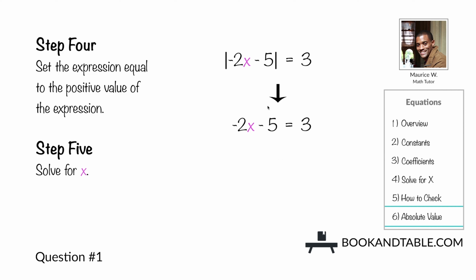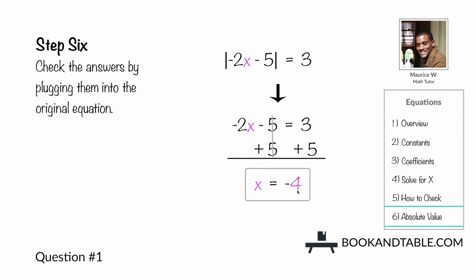So step 4, set the expression negative 2x minus 5 equal to the positive value of the expression. So now we keep our positive 3. And step 5 is to solve for x again. So we remove the constant negative 5 by adding 5 to both sides, leaving us with negative 2x on the left side and positive 8 on the right side. We can then negate this coefficient, negative 2, by dividing both sides by negative 2, leaving us with x is equal to 8 divided by negative 2, which is the same as x is equal to negative 4. Alright, so now we found our two potential answers.